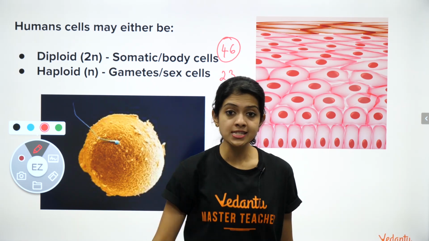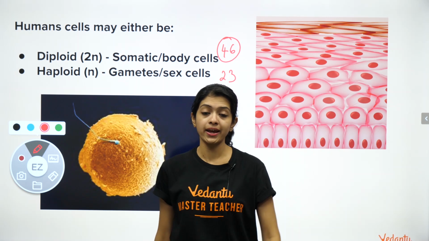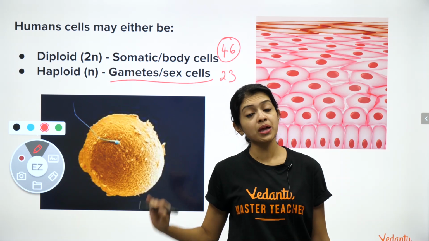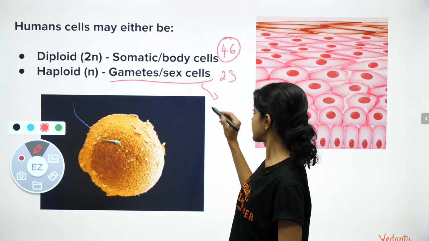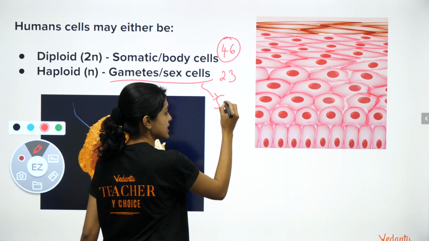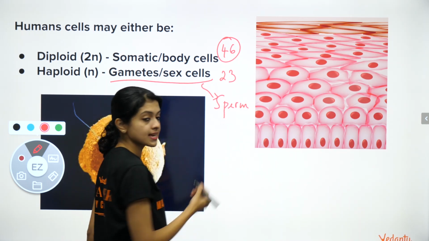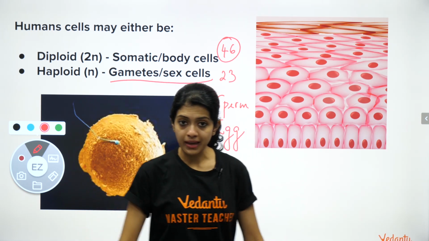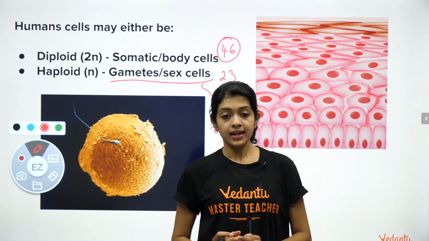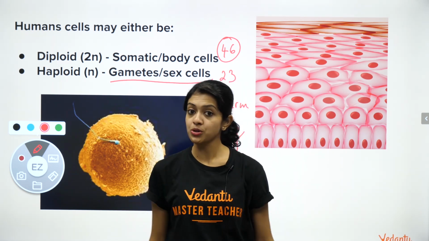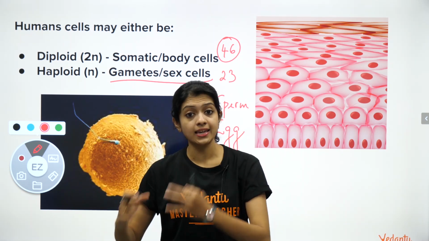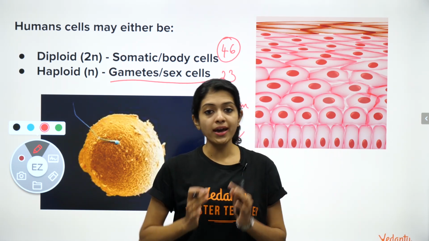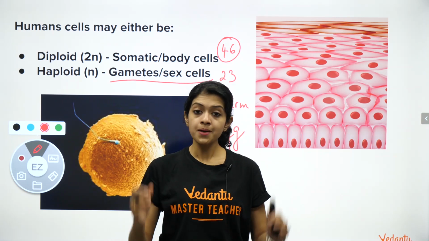There is only one type of cell in your body which is haploid, and that is the gametes, or the sex cells. What do I mean by that? These would be the sperms in the case of males and eggs in the case of females. So in a female human body, apart from the egg, there would be no other haploid cell. Every other cell would be diploid. And in the case of a man, it would only be the sperms in his body that are haploid, and every other cell would be diploid, right?